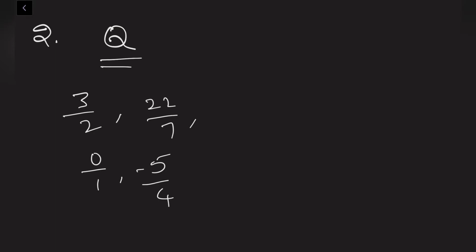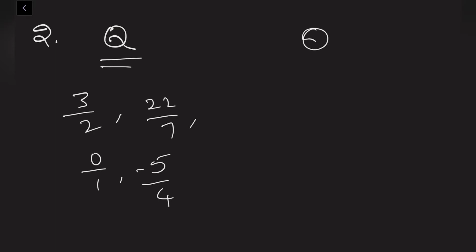Rational number examples, already we know very well. Rational numbers are written in the form of p by q, where p and q both are integers and q is not equal to 0. So 3 by 2 is a rational number. 22 by 7 is a rational number. 1 by 0, sorry, 1 by 0 is not a rational number because the denominator should not be 0. 0 by 1 is a rational number. Minus 5 by 4 is a rational number. These all are rational numbers.